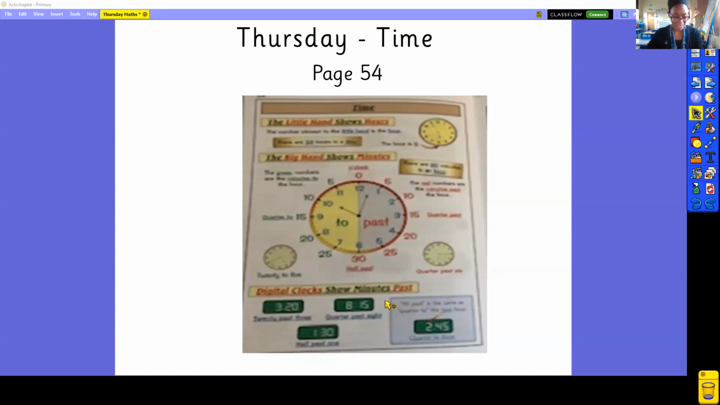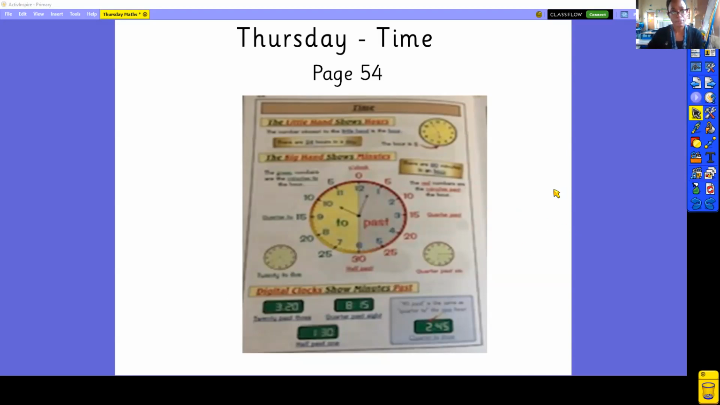Digital clocks show minutes past. 3:20, 20 past 3, 8:15, 8:15, 1:30, 1:30. 45 past is the same as 2:45 the next hour. 2:45, 15 minutes until it's 3 o'clock. You'll get used to that language as we continue to think about time.